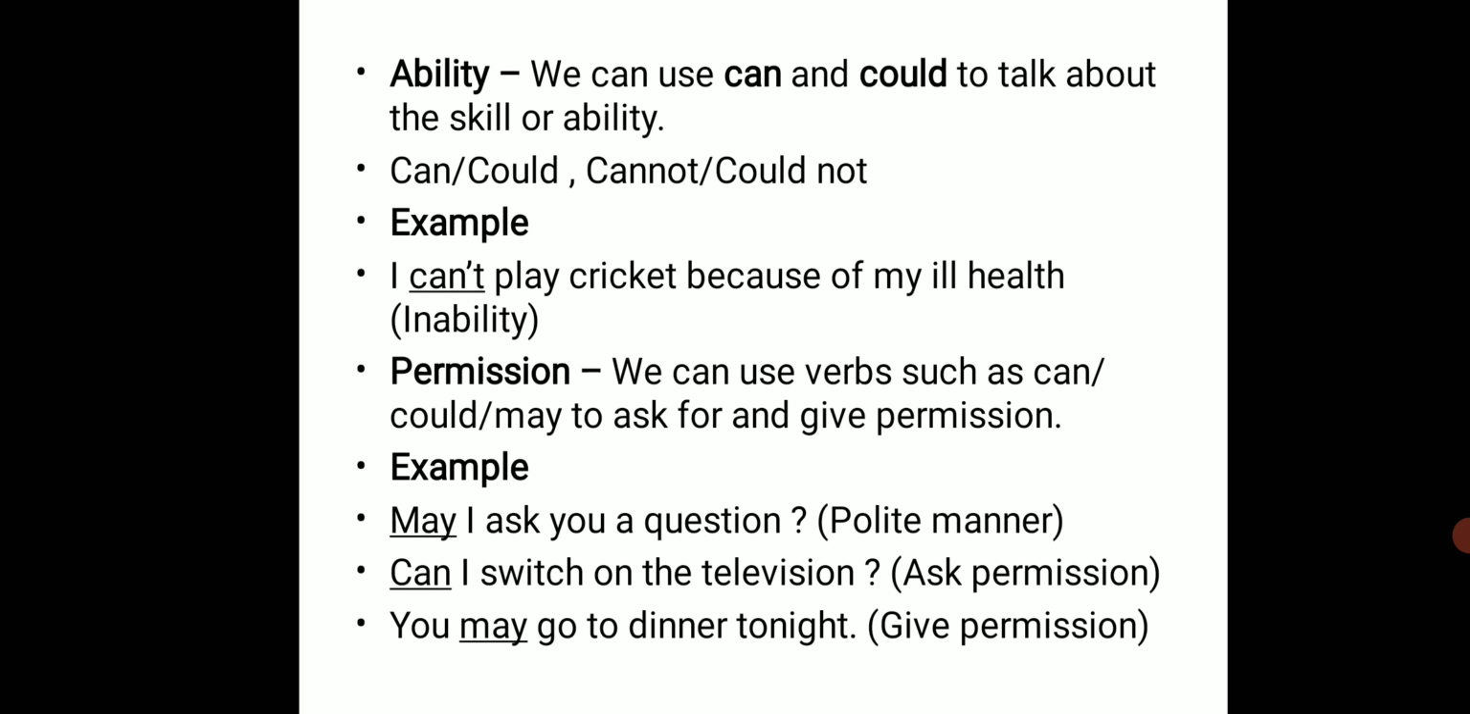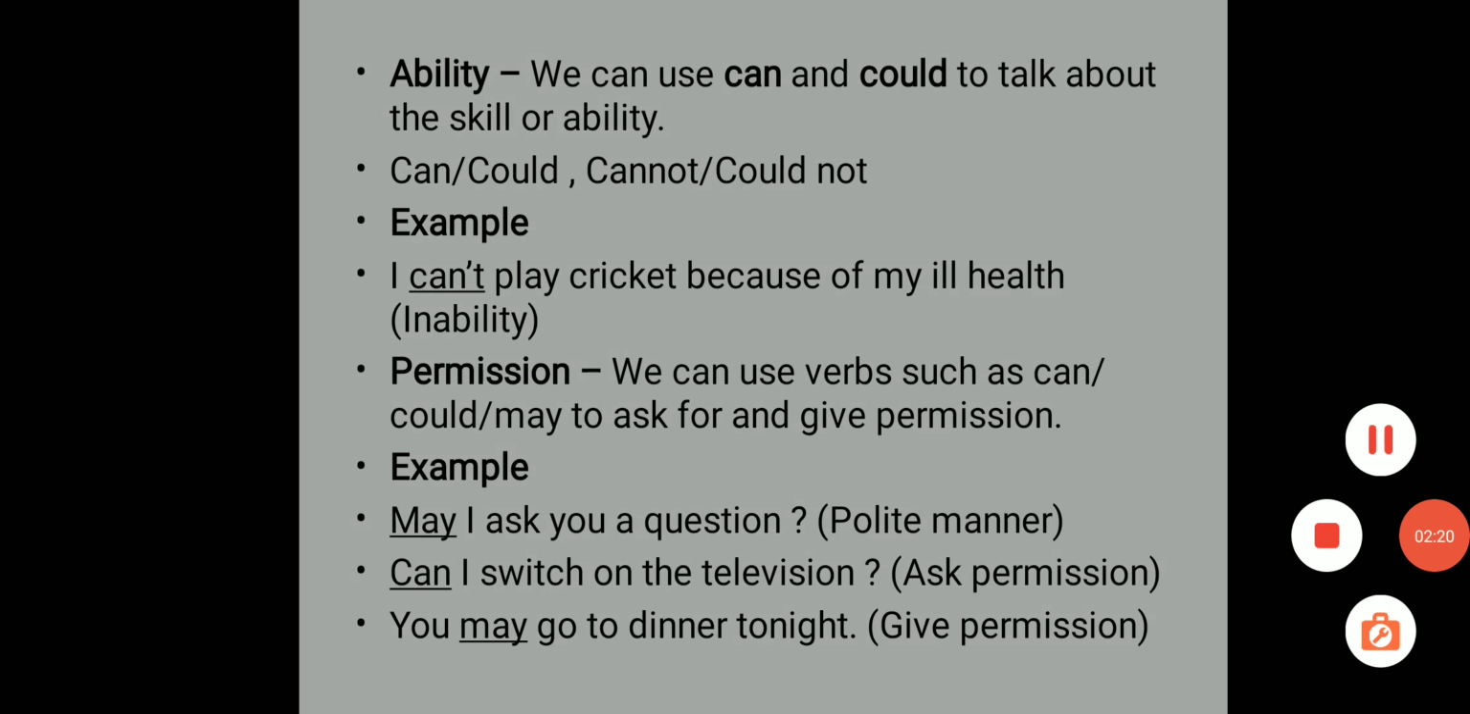Words or modals like may or can be used for asking permission. For example, may I come in? May I ask you a question? Or can I switch on the fan, television? Now, this is how they can be used to ask permission. It can be used to give permission even, as in the case of this example, you may go to dinner tonight.